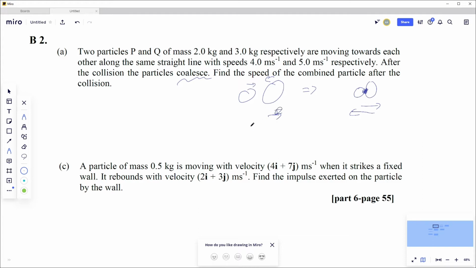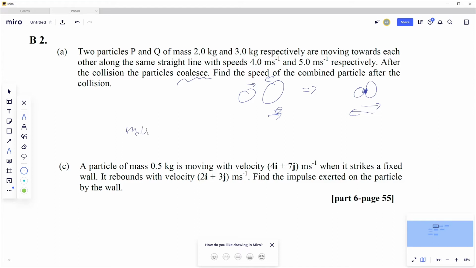So let's say I pick this one to be positive, to the right. So we'll have this positive velocity, negative velocity, and whatever we get here, which can be determined just by doing calculations, we will know whether it's positive or negative. So yeah, we have the masses, we have the velocities, and we're only looking for after.